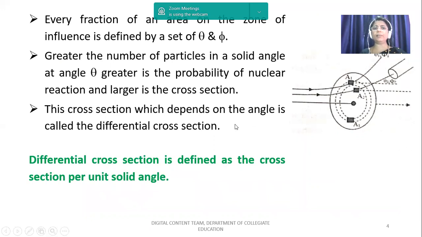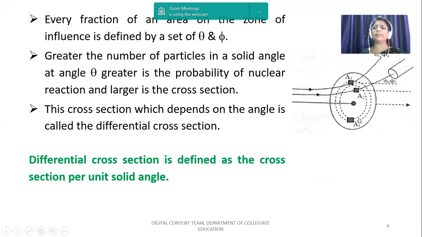So here, when you consider the number of particles in a solid angle theta, the greater the number of particles in a solid angle theta, the greater is the probability of nuclear reaction, indicating there is a larger cross section available for interaction. So the cross section which depends on the angle is called differential cross section.